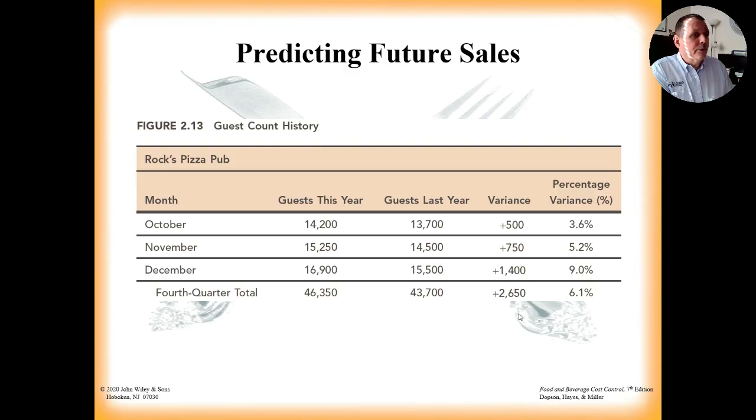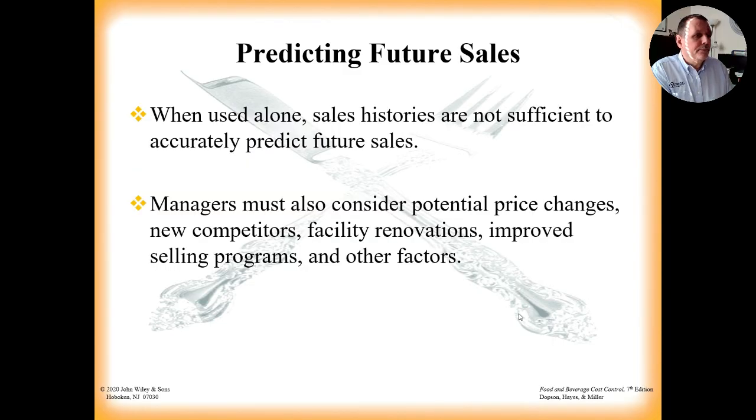All right. Okay. Predicting future sales. When used alone, sales history is not sufficient to accurately predict the future. This is something I've alluded to, but I haven't really talked about. Managers must also consider potential price changes, new competitors, facility renovations, improvements, all kinds of different factors. A new highway was just built in there. Sometimes you say, ooh, new highway means more people. Well, it also might mean fewer people, because you were bypassed, right? Anybody ever watched the movie Cars? Radiator Springs died because of the highway, right? Little Disney reference.